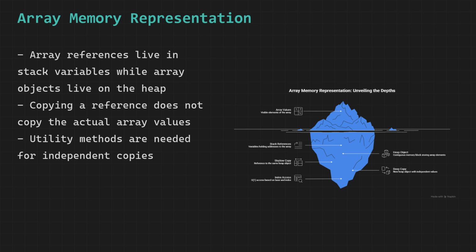If you want a completely independent copy, you must use Arrays.copyOf or System.arraycopy. These create a brand new array in the heap with the same values, so changes to one do not affect the other. This is called a deep copy. Understanding this reference behavior is fundamental to avoiding subtle bugs when passing arrays to methods, because Java passes the reference, so the method can modify the original array's contents through that reference.